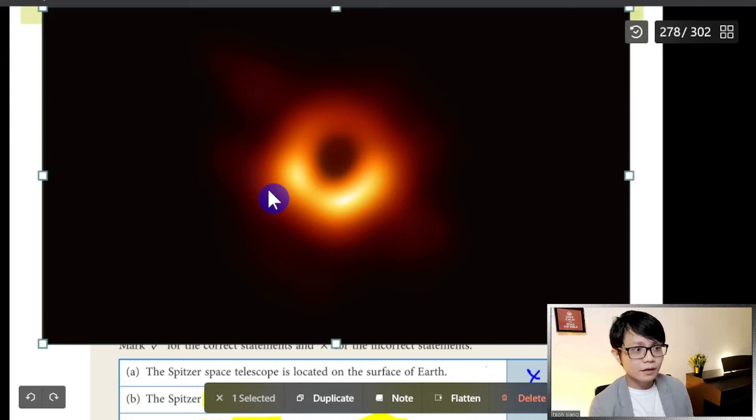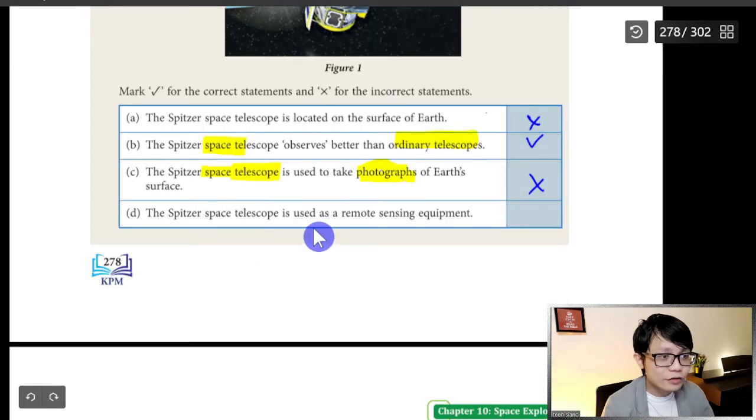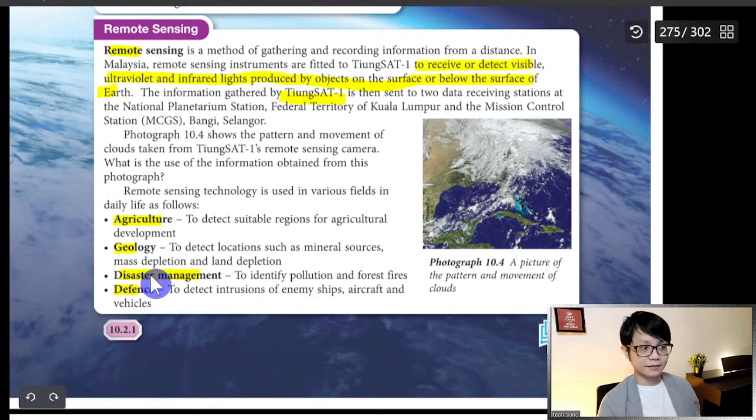And moving on, the Spitzer space telescope is used as remote sensing. Okay, this one I think is also wrong, this one is a remote sensing camera. Remote sensing technology or satellite. Okay, this is remote sensing to see, like in this picture, where there is rain or no rain, and so on.